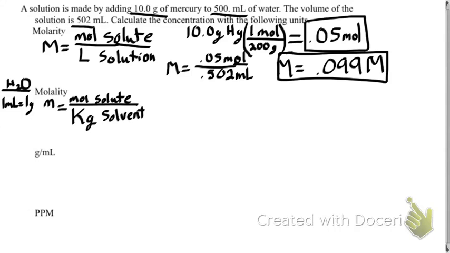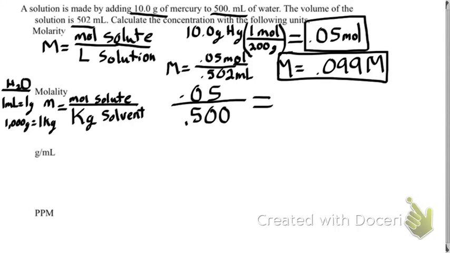And we know that there are 1,000 grams in 1 kilogram. So if we're trying to find kilograms, and we have 500 milliliters, which is the same as 500 grams, we know that that's actually just 0.500 kilograms. Our moles of solute are the same as our moles of solute were here, 0.05. So we have 0.05 moles, when you divide 0.05 by 0.500.